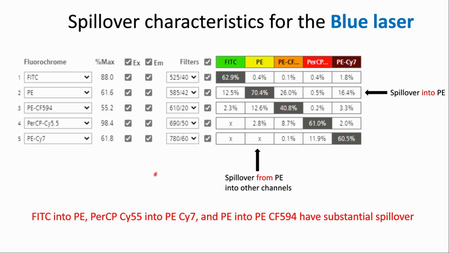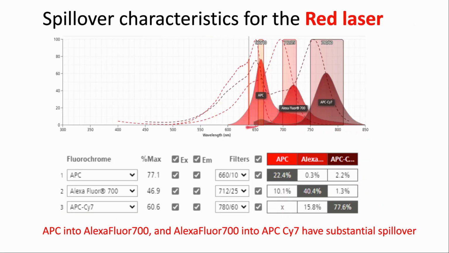Although these numbers are not compensation, because compensation depends upon the gains that were used when collecting, it is important reference material which BD has provided and other manufacturers can provide as well for better understanding of neighboring channels which have complicated spillover. Continuing on to the red laser, we can see how APC spills over into the Alexa Fluor 700 channel, and Alexa Fluor 700, nearly 15% of the total intensity spills over into the APC Cy7 channel.